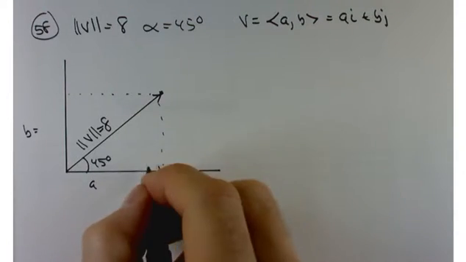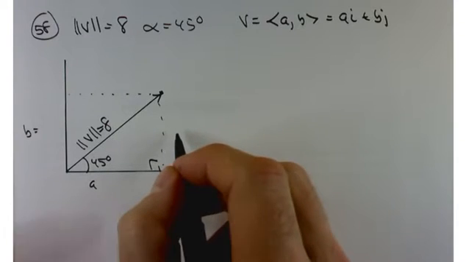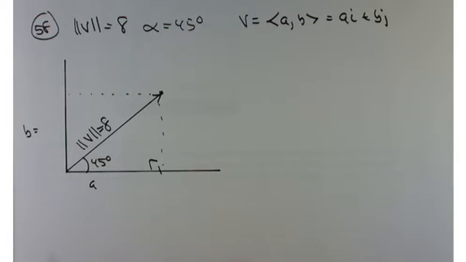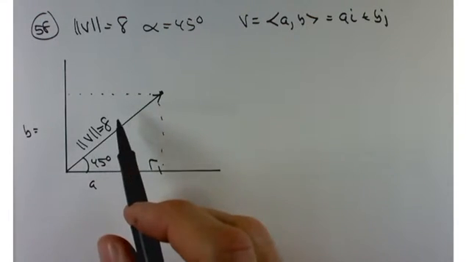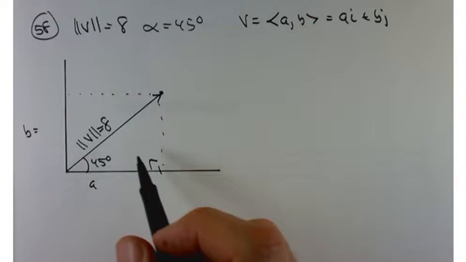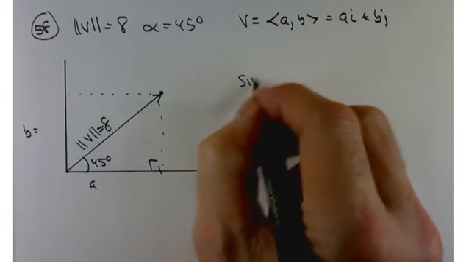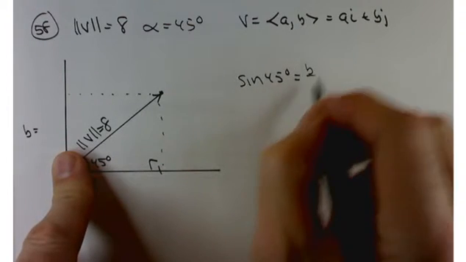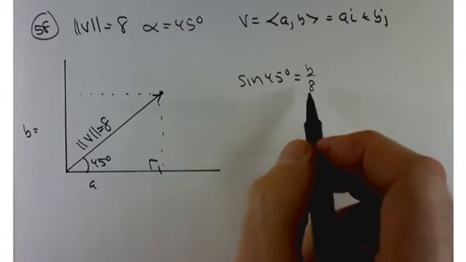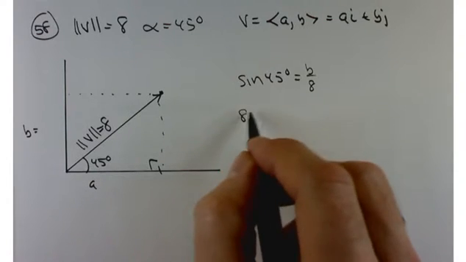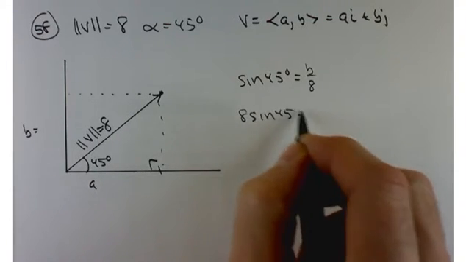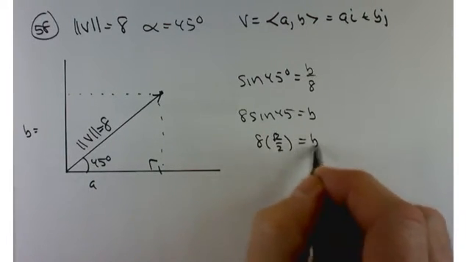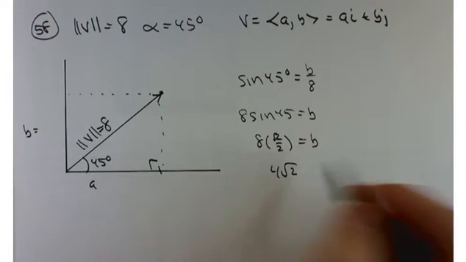SOHCAHTOA. Good thinking. So this side is your opposite side. We know the hypotenuse. So something that involves your known angle, the opposite, and hypotenuse in a right triangle is the sine. Sine of 45 degrees equals, call it b over 8. If I multiply both sides by 8, 8 times sine of 45 is 8 times the square root of 2 over 2, or 4 square roots of 2.